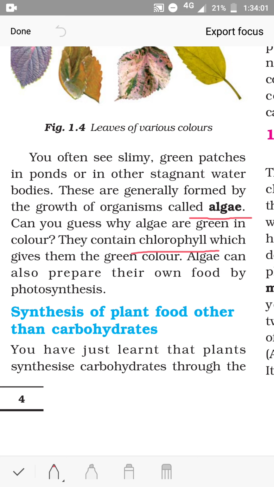But how do they get the other nutrients? Nutrients you have already learned about, like fats and proteins, are also nutrients. Even plants require these. So how do they make them? Let us see.